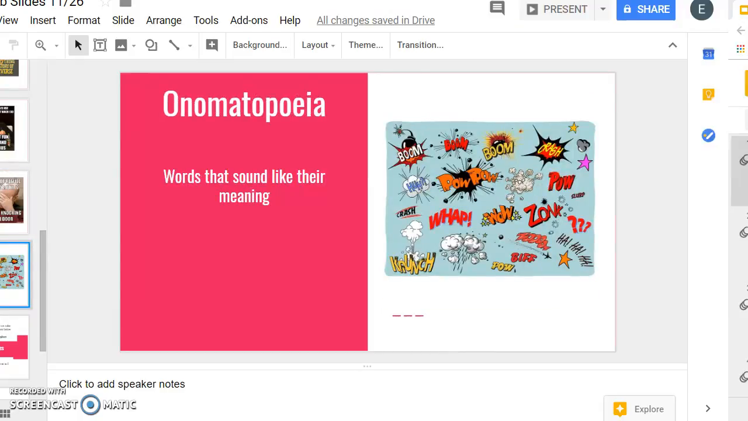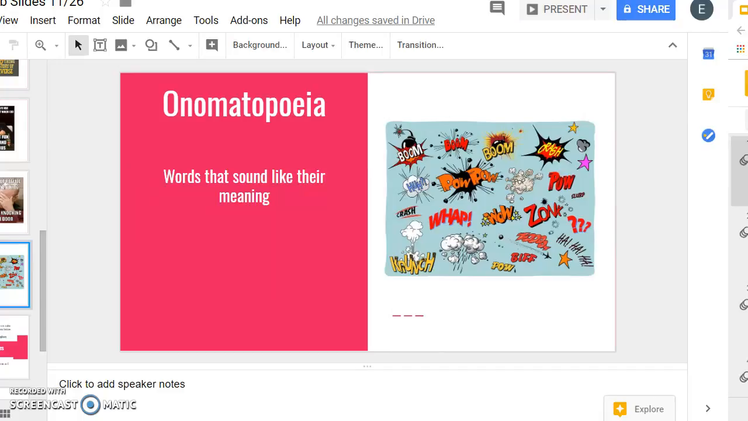All right, last one, onomatopoeia. Words that sound like their meaning. Boom, boom, pow, zonk, wow. Pow, biff, crush, crunch. So these are words that create a special effect in their sound. So if you used it in a text, it would be, bam, he punched her in the face. Right? You're getting that sound when you read.